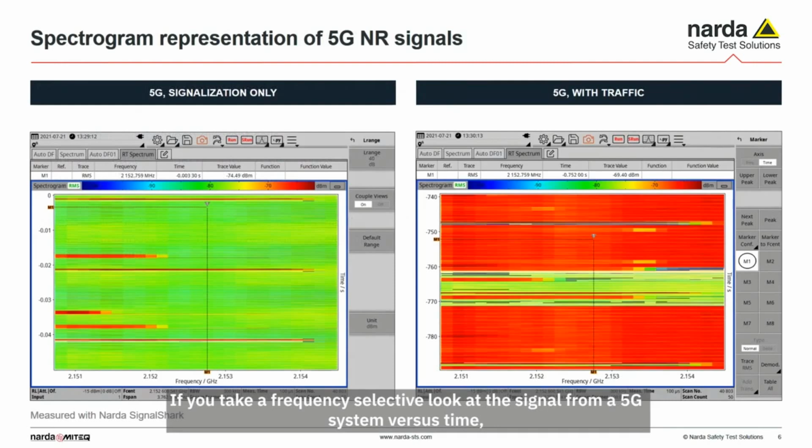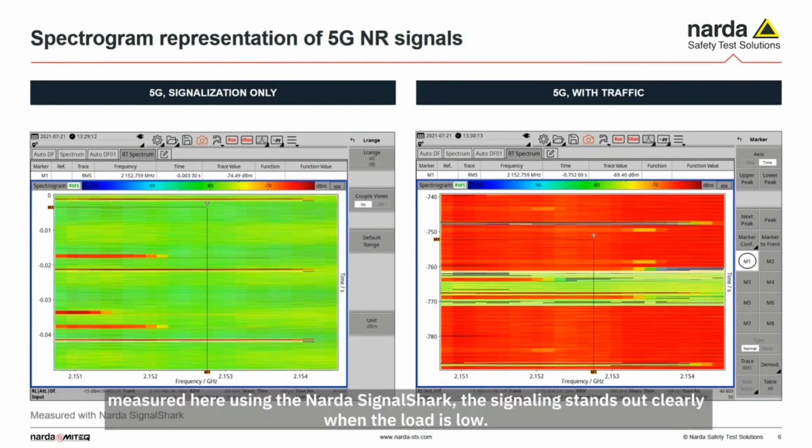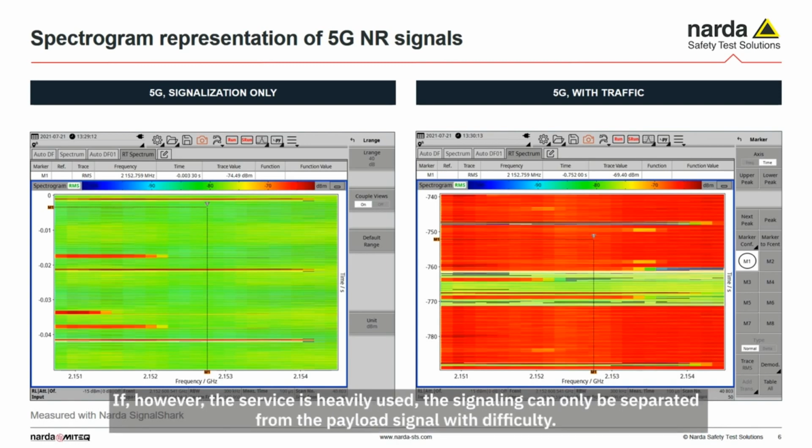If you take a frequency-selective look at the signal from a 5G system versus time, measured here using the Narda Signal Shark, the signaling stands out clearly when the load is low. If, however, the service is heavily used, the signaling can only be separated from the payload signal with difficulty. At this point, it becomes obvious that the code selective measurement has a clear advantage when the load is high.